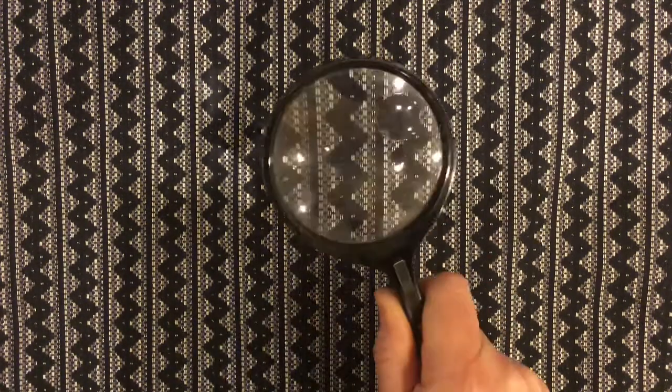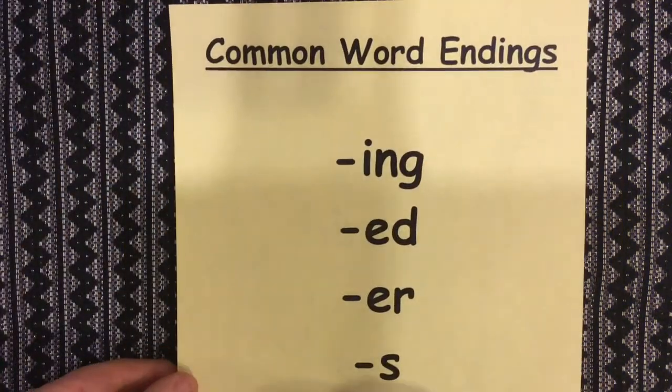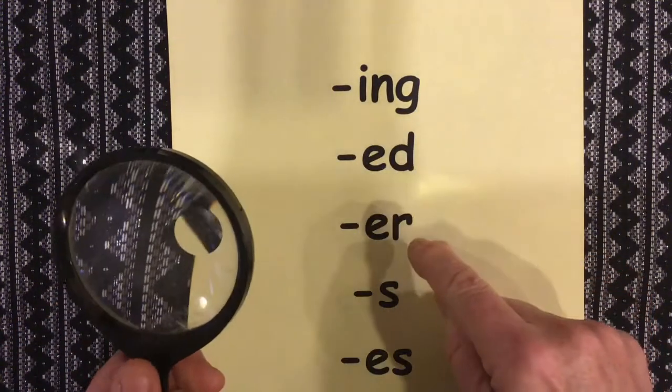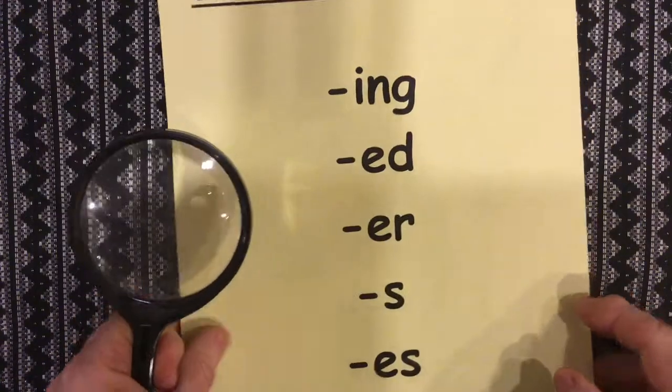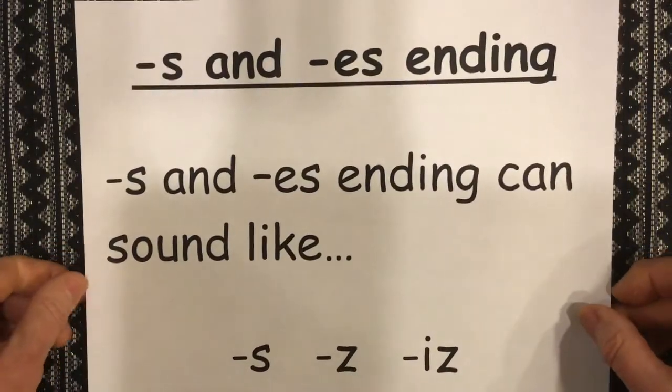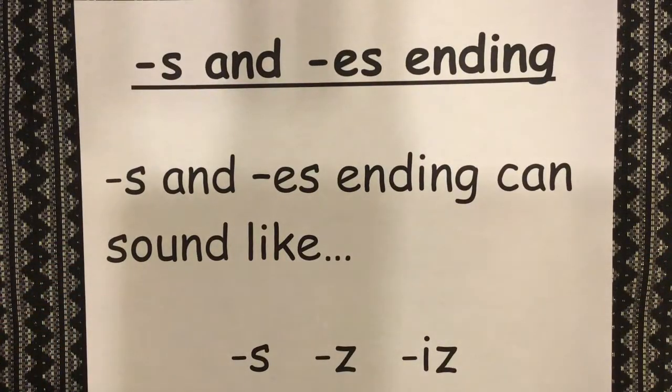In our new unit, where we are being real word detectives and looking at words from tip to tail, we started learning about common word endings like ing, ed, ers, and es. Yesterday, we zoomed in on the ed ending. Today, we are going to zoom in on the s and es endings.